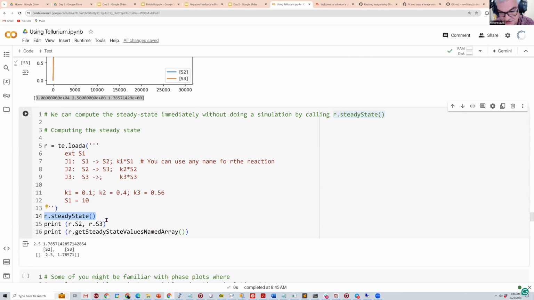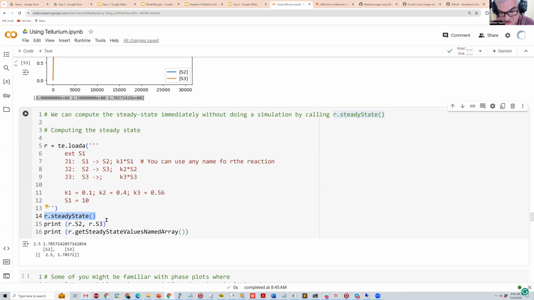It uses a special algorithm to do that. So I'm going to call it and I'm going to ask it to print out S2 and S3. Let's just do that for a moment. Let's just look at that, run this. And there is the steady state, if you can see it, 2.5, 1.785, right?